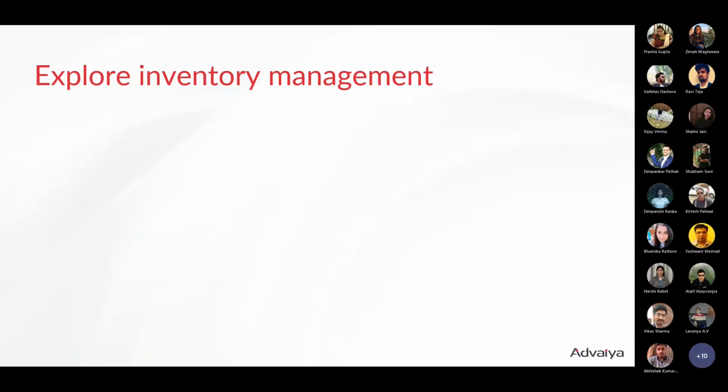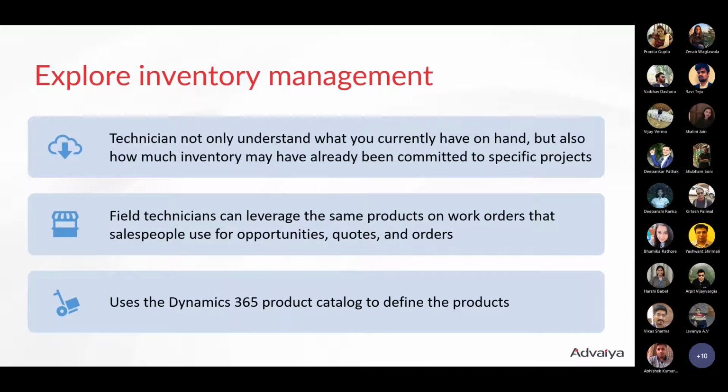Now we will talk about connecting Field Service with purchase orders, and how we can handle it. As I mentioned previously, the technicians not only need to understand what is currently on hand, they also need to know the on-order quantity, the allocated quantity, and how much quantity will be needed at the time of the product. While performing a specific task, they should know everything about the specific project.